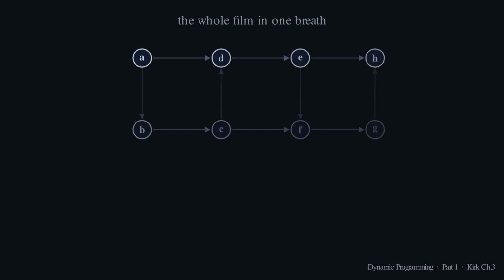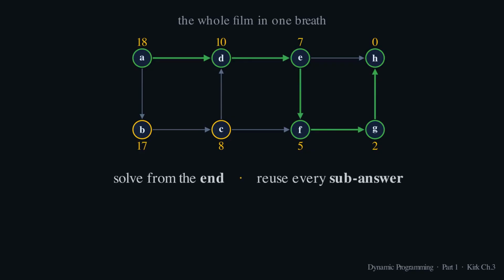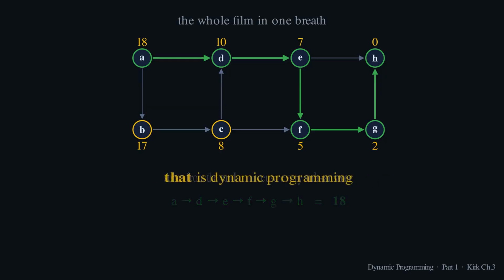So here is the entire film in one breath. To steer anything optimally, solve from the end and reuse every sub-answer you compute. That is dynamic programming. But notice the move we made. We took a smooth, continuous system and forced it onto a grid in time. It worked, but it was an approximation.